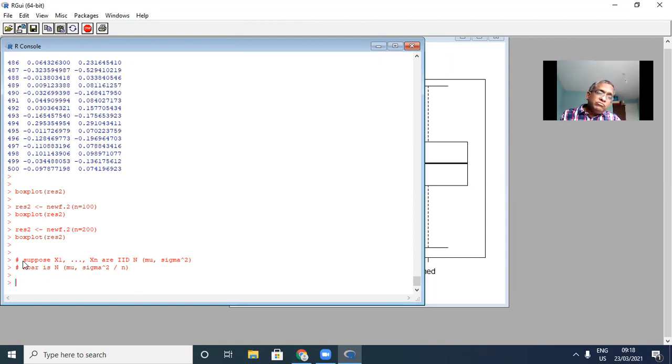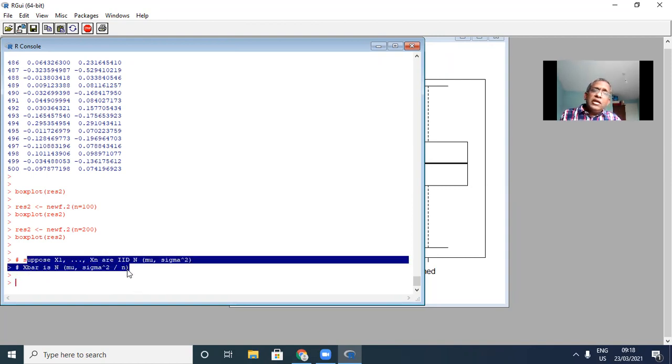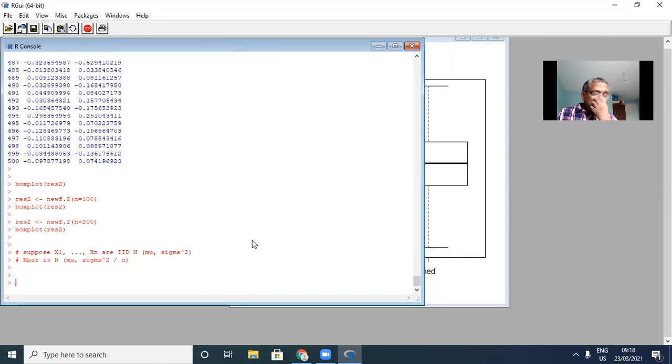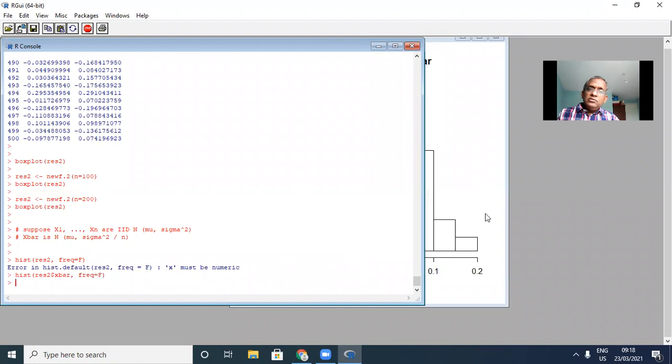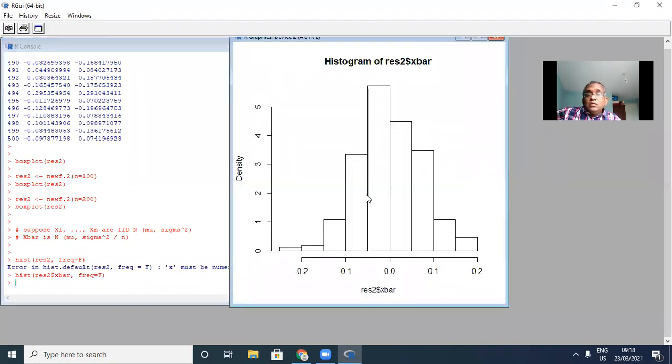Right now, what I'm going to do is illustrate this result using simulation, as I did in the first part. The first thing I'm going to do is draw a histogram of res2 of x bar with frequency equal to f. Sorry, x bar. So this is what you get: the histogram of the simulated values of the sample mean.